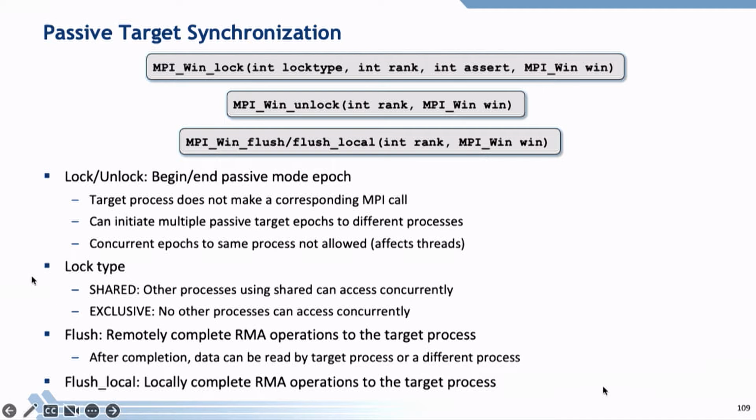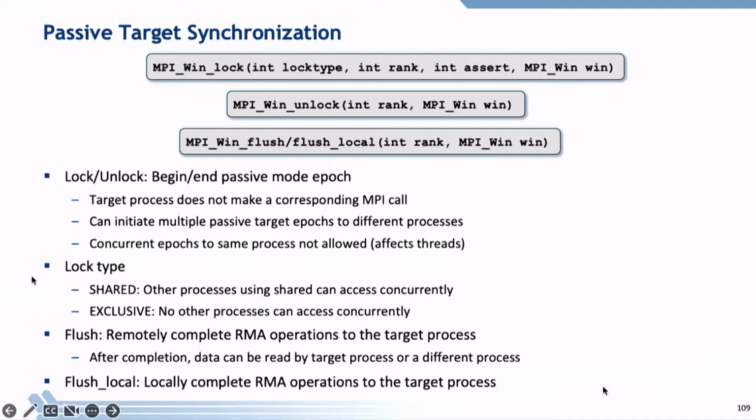The lock type is either MPI win lock shared or lock exclusive. And that means pretty much what it says. If I do a lock shared, then other MPI processes can also be accessing that process's memory areas at the same time. If it's exclusive, then the MPI implementation will ensure that the operations happen exclusively.